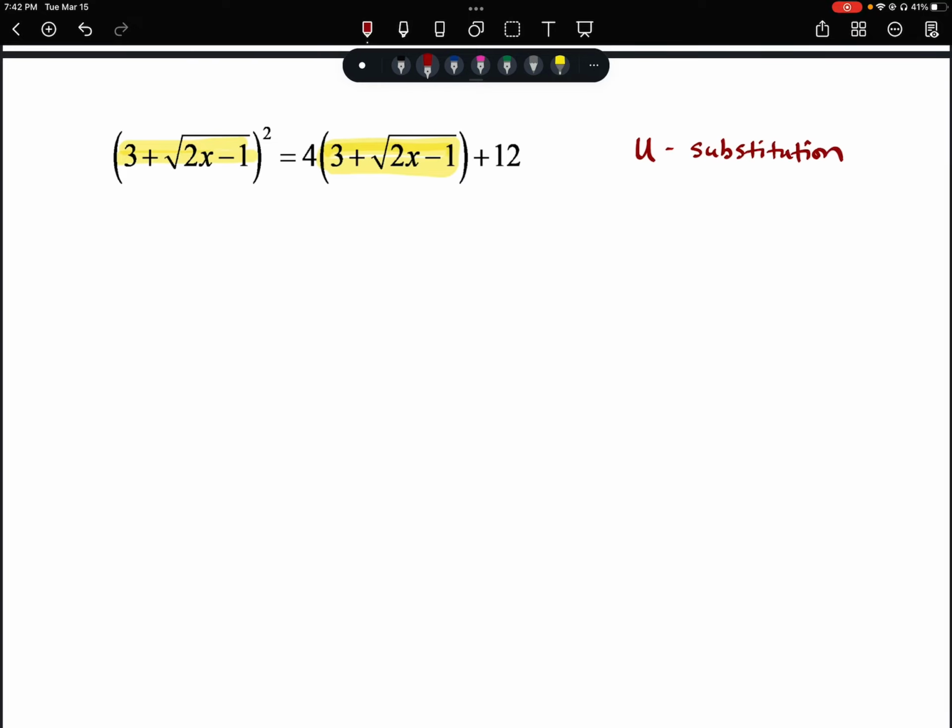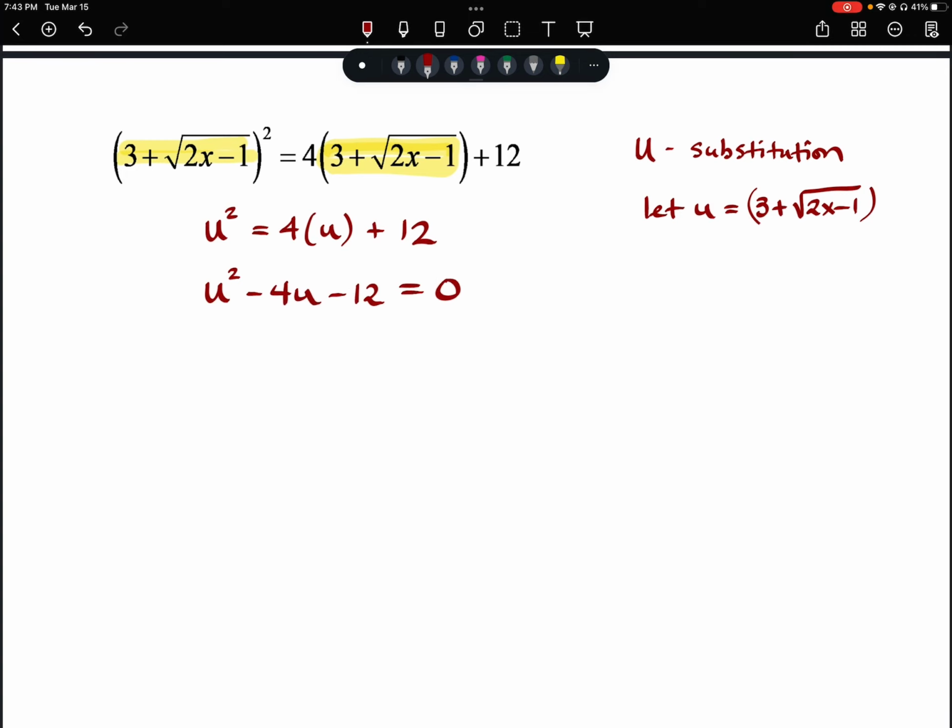Okay, so let's just let u equal 3 plus the square root of 2x minus 1. If we let that all equal u, that means on this side we really just have u squared equals 4 times u, and then plus 12. Okay, so that becomes much easier looking, right? So let's get everything equal to 0. So we'll subtract our 4u from each side, subtract our 12, set it equal to 0.